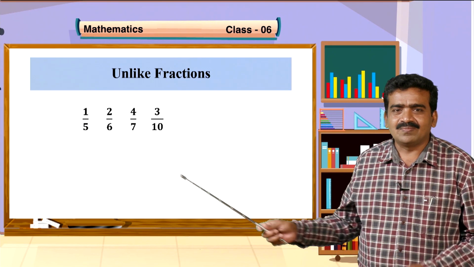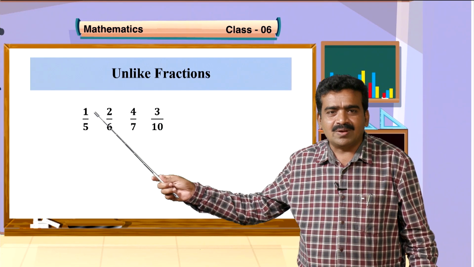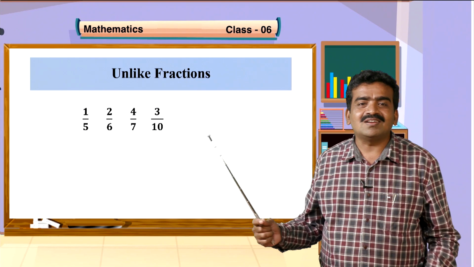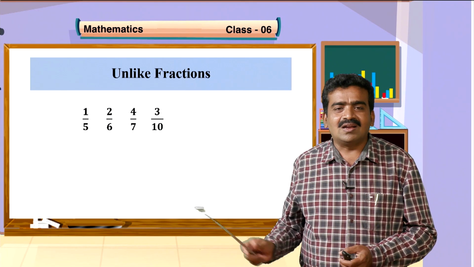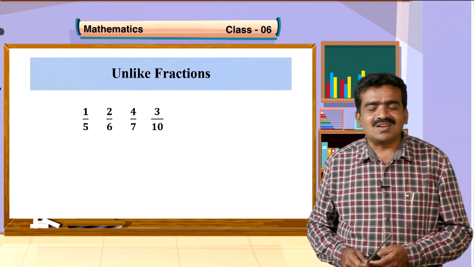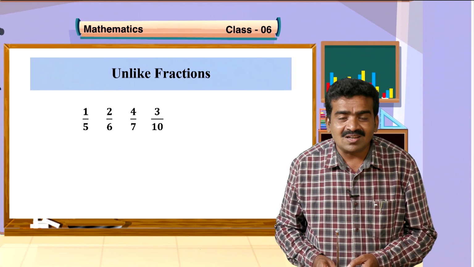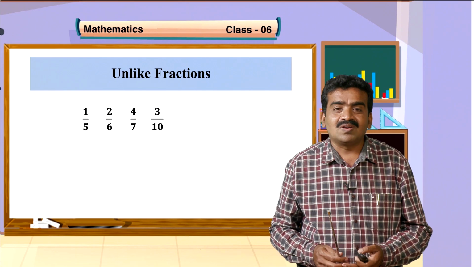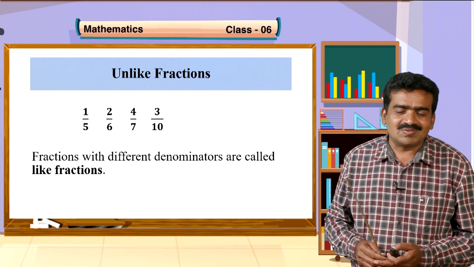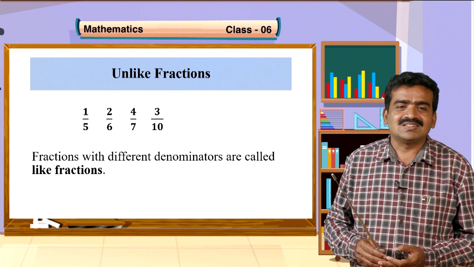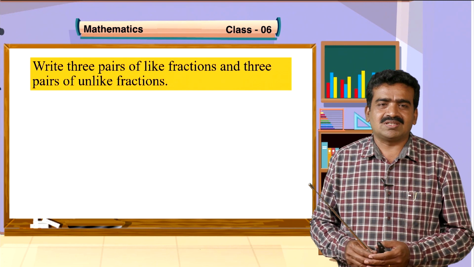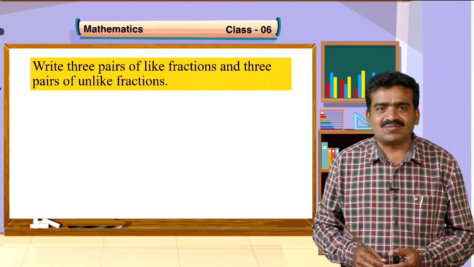Look at the example I have given here: 1 by 5, 2 by 6, 4 by 7 and 3 by 10. Look at the numbers appearing in the numerators and denominators. They differ. Therefore, if the fractions are like this, they are called unlike fractions. Fractions with different denominators are called unlike fractions.